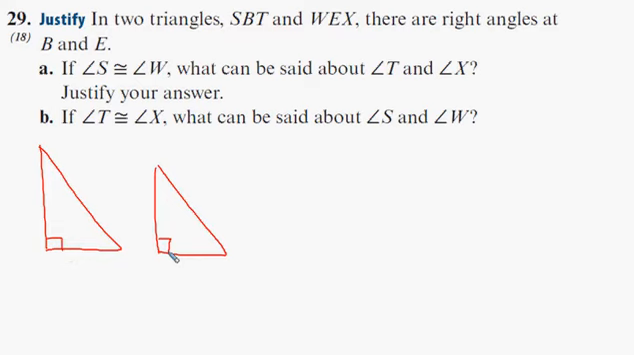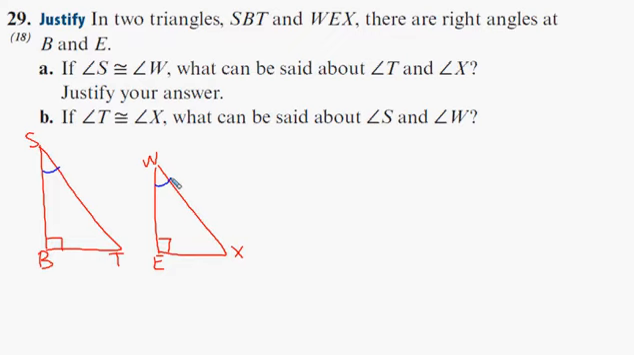So it says angle B and angle E are the right angles. So SBT and WEX. All right, so letter A says if S is congruent to W. So let me just go ahead and mark that. If S is congruent to W, what can be said about angle T and angle X?